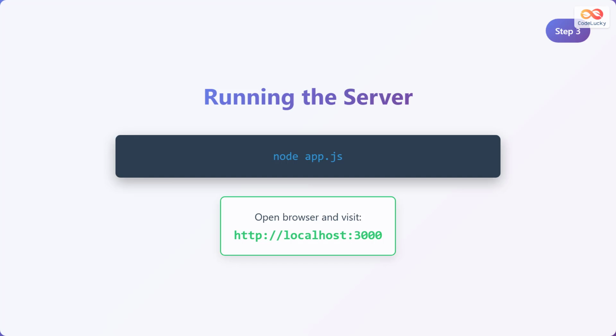To run the server, open your terminal, navigate to your project directory, and execute the command node app.js. Then, open your web browser and visit http://localhost:3000. You should see the Hello World message displayed in your browser.